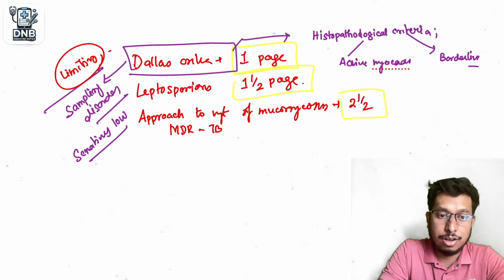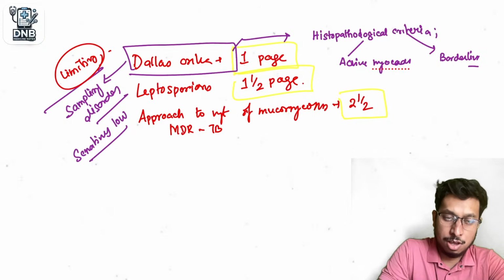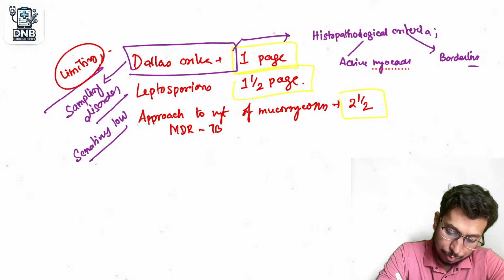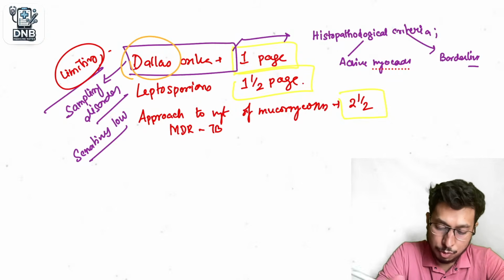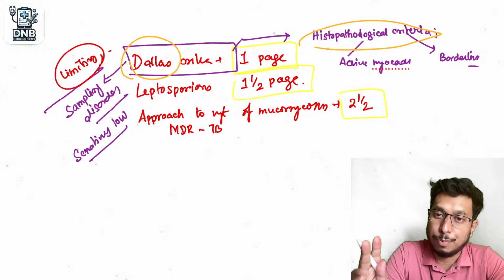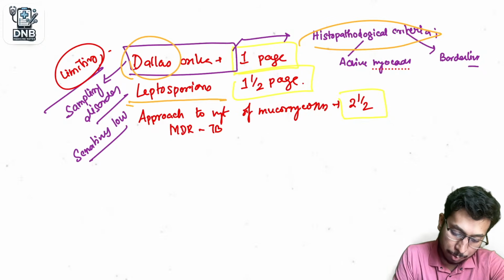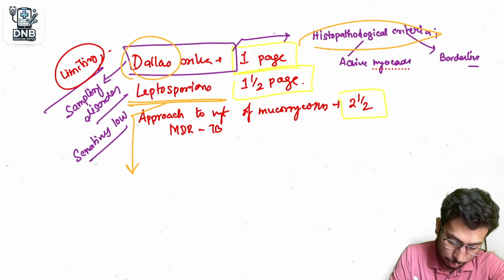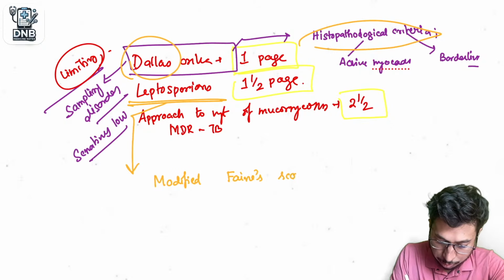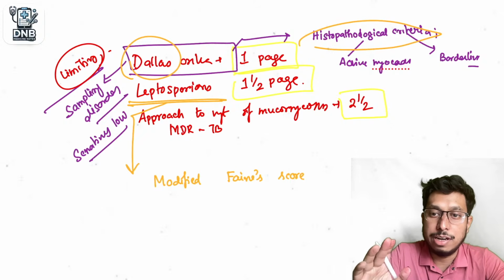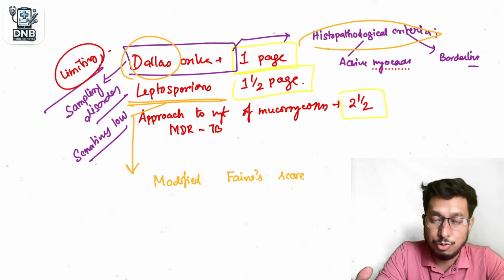in the last criteria. Now regarding leptospirosis scoring, if you look at the first question, Dallas criteria was mentioned. So mentioning Dallas criteria again will not fetch a mark. What will fetch you a mark is if you mention that it is a histopathological criteria. Now, what is the name of the scoring system of leptospirosis? The name of the scoring system is modified Faine score. So if you just name it, it is already giving you half to 1 mark. So you know the name.